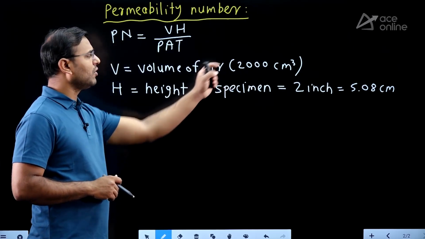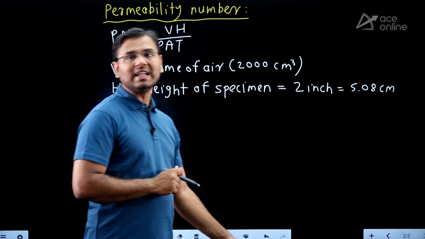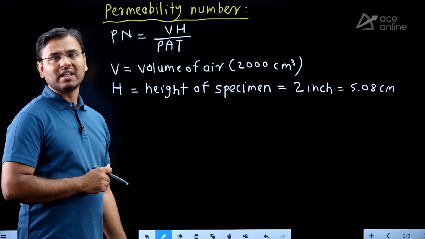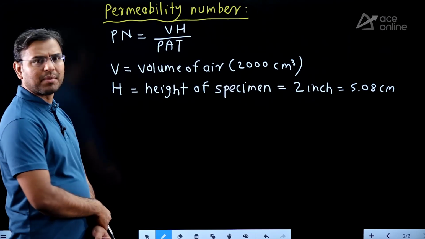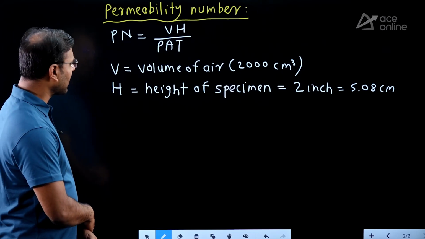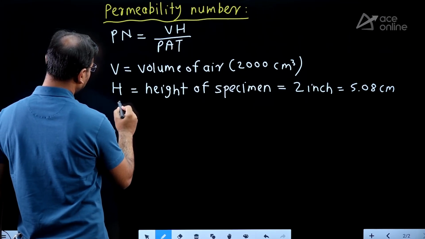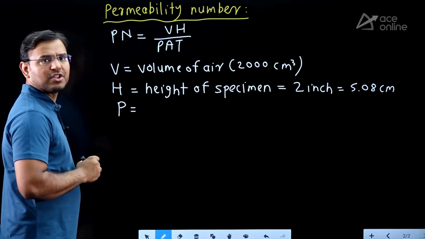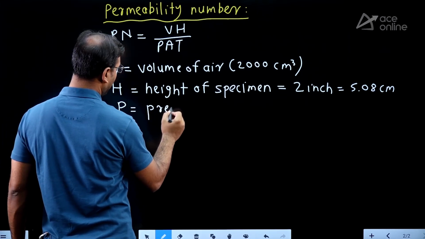Here you can see that the volume of air is 2000 centimeter cube. Here also you can see that it is centimeter. You see here also it is centimeter, 5.08. What is the capital H? The height of the specimen here. Capital H is the height of the specimen. Okay, then guys, what is capital P here? Capital P means the pressure of air in the specimen. Then I am writing here the pressure of air.